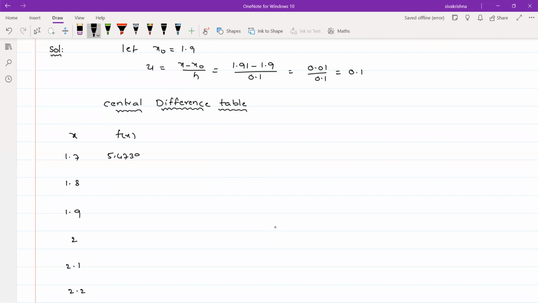5.4739, 6.0496, 6.6859, 7.3891, 8.1662, and 9.0250. So these are the values of f.